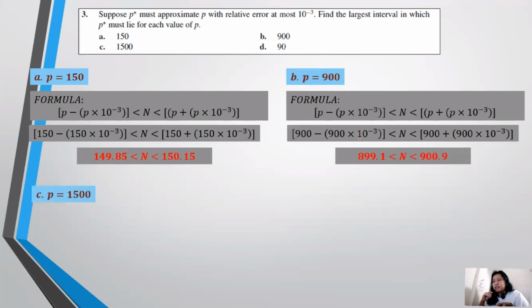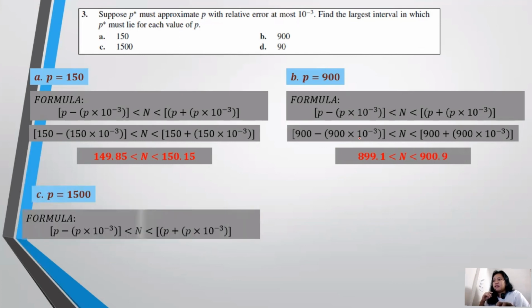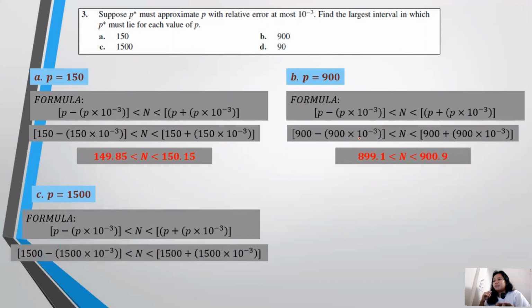Next is letter C, P is equal to 1,500. The same formula, the same process. So substitute the letter P, which is 1,500. So the difference between 1,500 and the 1,500 times 10 to the power of negative 3, and the right side is the sum of 1,500 and the 1,500 times 10 to the power of negative 3. So we have the answer of n is greater than 1,498.5 but lesser than 1,501.5. So that is for the 1,500 value of our P.